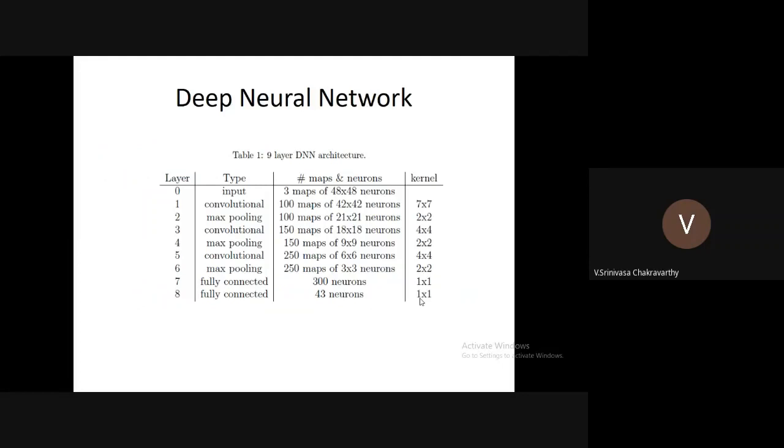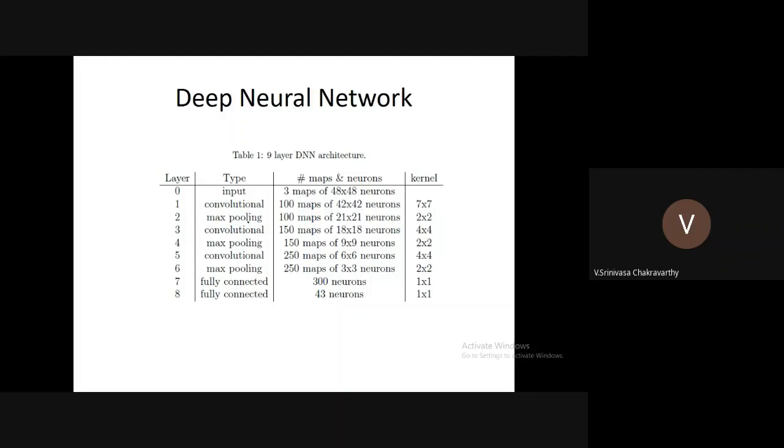The CNN used is fairly large, though this is not a whole lot. There are other studies where people use something like 150 hidden layers. In this case, the input is three colored images, RGB, each of size 40 by 48. Next is a convolution layer with 100 sublayers, called feature maps, each of size 42 by 42. From the input, the weight kernel size is 7 by 7. This is typically the format in which the CNN architecture details are given.